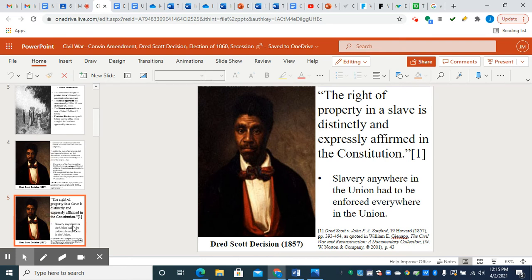the Supreme Court saying that slavery is protected in the Constitution, and not only protected in slave states, but it must also be legally protected in free states.